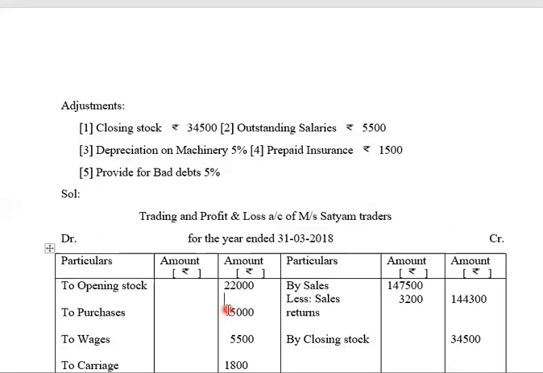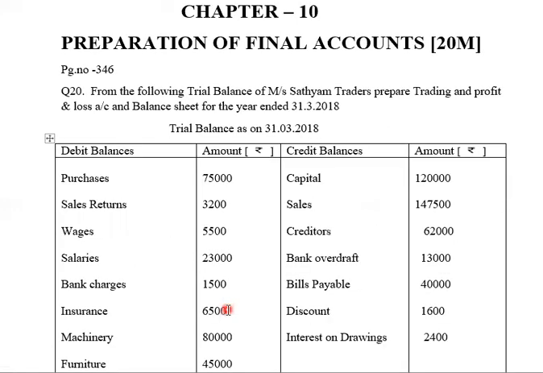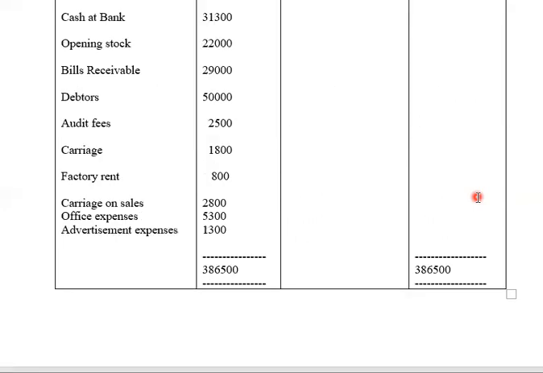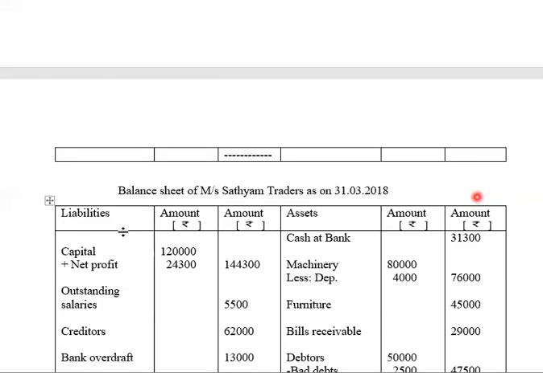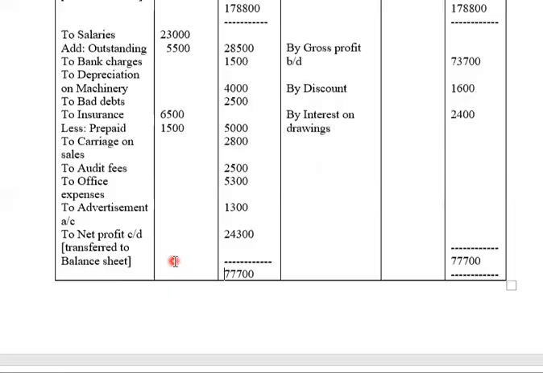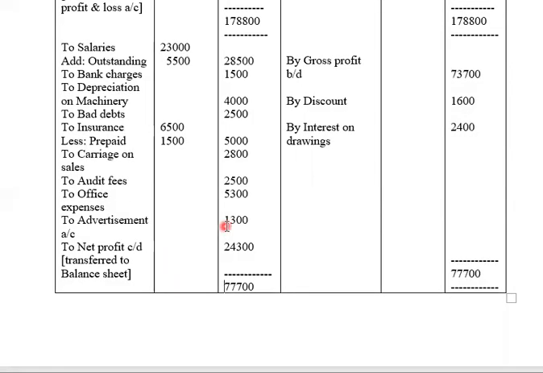Now we have completed all the items which are given as debit balances. Now let us have a look at credit balances. Capital 1,20,000. Capital, it is the amount invested by the owner into the business. Capital is always a liability and it will be recorded on the liability side of the balance sheet. So here we will be writing it as liabilities में capital लिखेंगे, capital 1,20,000.